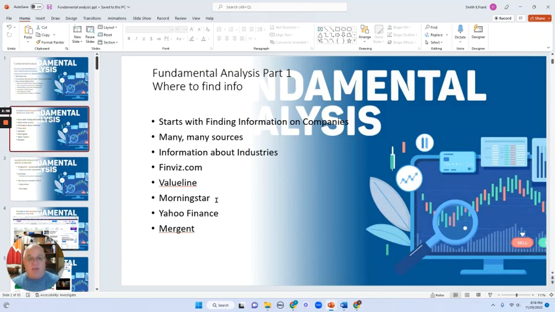We'll talk about Morningstar, which has a pretty good free grab on information. You can sign up and get a free trial period and stuff like that if you want to get deeper info. Also, Yahoo Finance, which is a real good quick picture of what's going on. And then finally, we'll go to the granddaddy of them all, something called Mergent. If you can get that through your library system, it is amazing as a resource.